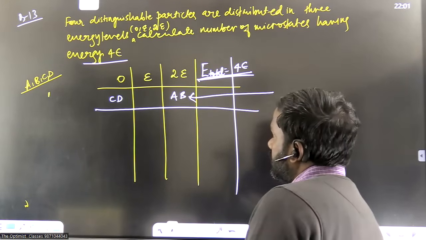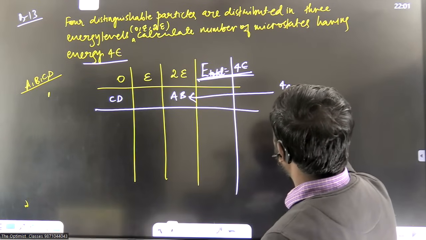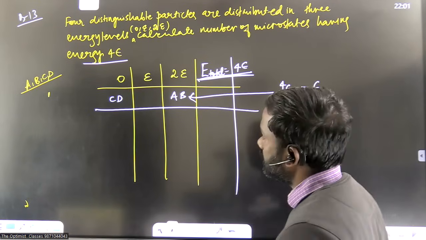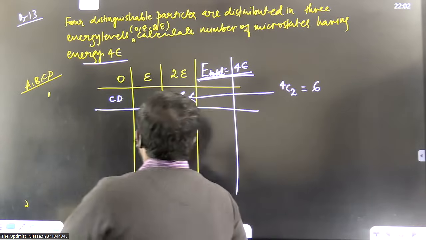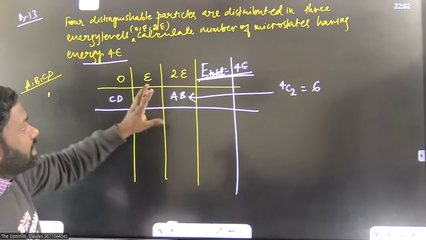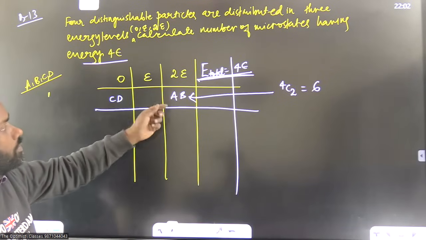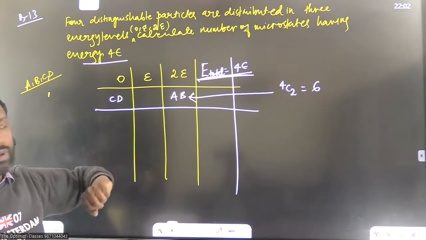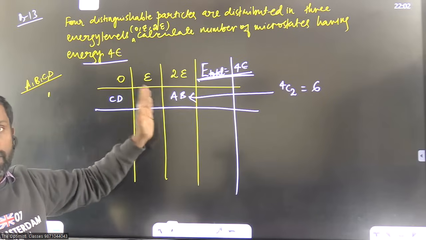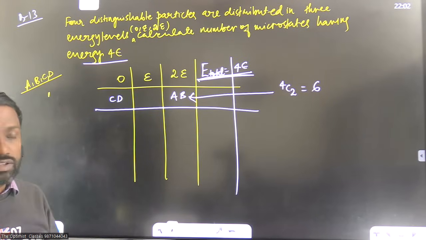See, these two particles can be put here in actually 4C2 ways. So that is 6 ways actually. So there will be 6 such configurations. For example, if you put A and B, then you can put A and C and A and D. Then B and C and B and D. Then C and D, like this. So there will be total 6 configurations.